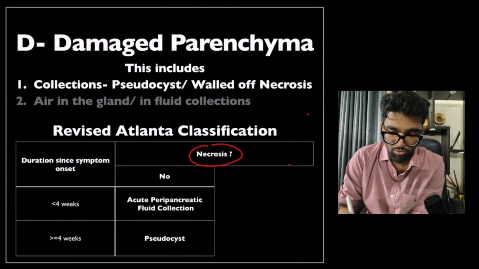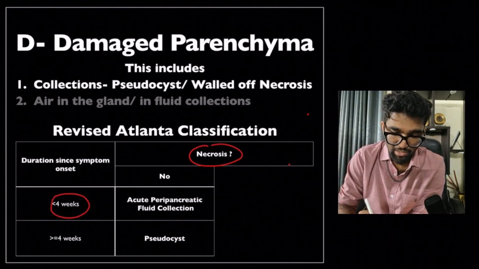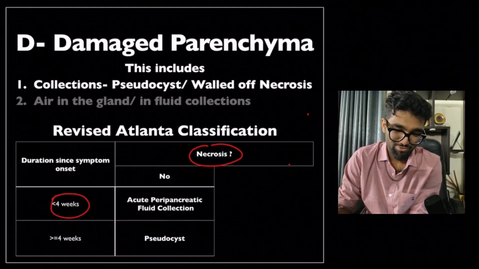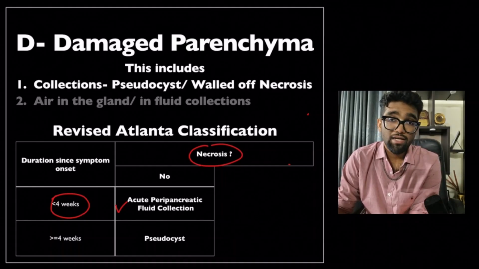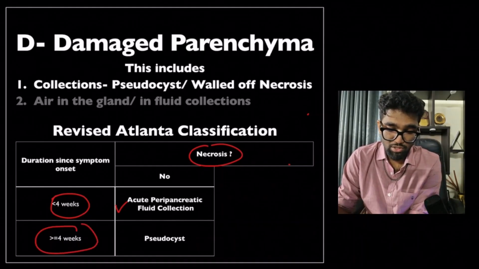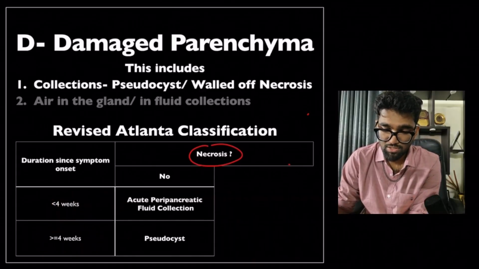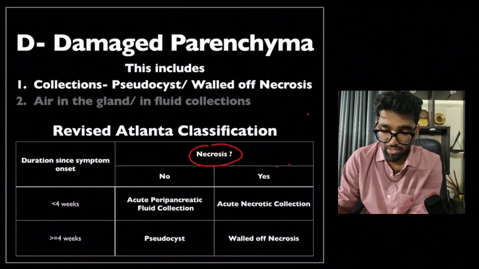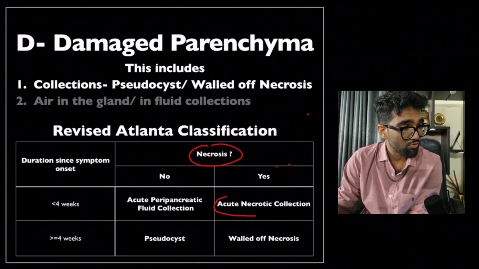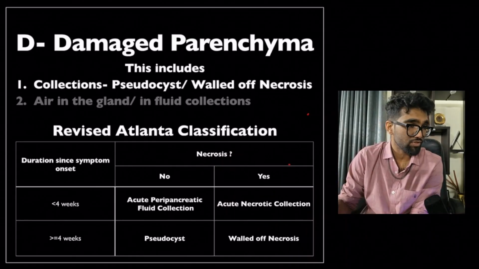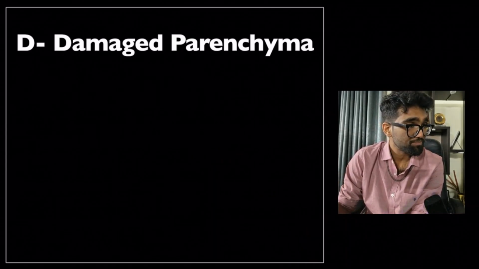Fluid will not be able to seep into it. So if you have no necrosis and the collection has been there for less than 4 weeks, clinically determined from the onset of abdominal pain, not joint pain, then the collection is called an acute peripancreatic fluid collection. If it has lasted for more than or equal to 4 weeks, then it is termed a pseudocyst and usually develops a wall. Similarly, if there is necrosis, a collection present for less than 4 weeks is called an acute necrotic collection, and one present for more than or equal to 4 weeks is called walled-off necrosis. These are the nomenclatures, and we'll see why that is important for prognosis.